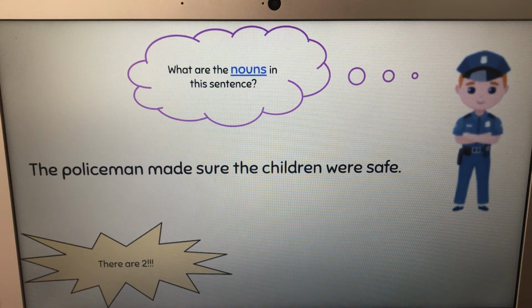What are the nouns in this sentence? Notice there is an s at the end of nouns. It is plural. That means we're looking for more than one noun. And I've even given you a little clue and told you how many there are. There are 2 nouns in this sentence. So you need to select 2 of the options. The policeman made sure the children were safe. What are the 2 nouns in this sentence?